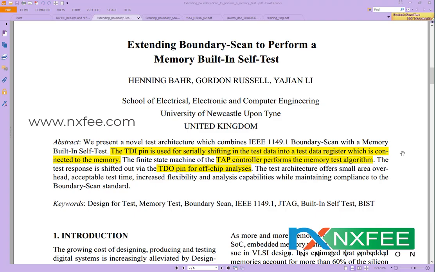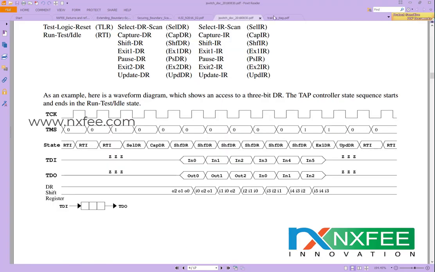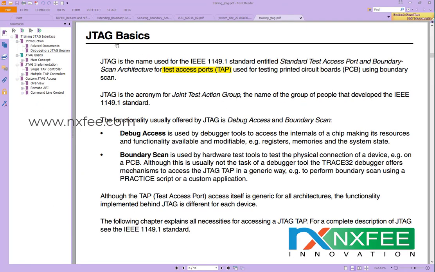JTAG stands for Joint Test Action Group, and it is used for testing and debugging SoC operations. Here, the basic architecture of this JTAG we need to verify first. It has a TAP controller, where TAP means test access port. Here we discuss the debugging process and boundary scan process which use these JTAG operations.